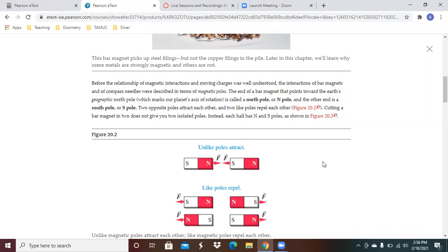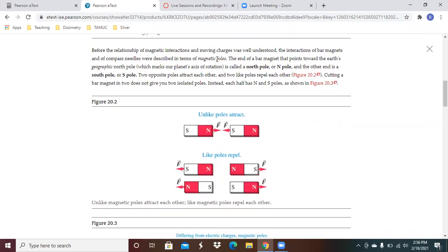Before the relationship between magnetic interactions and moving charges was well understood, the interactions of bar magnets and of compass needles were described in terms of magnetic poles. The end of a bar magnet that points towards the Earth's geographic north pole, which marks the axis of rotation, is going to be referred to as the north pole, or north-seeking pole, and the other is going to be the south. Two opposite poles attract each other, and two like poles repel.